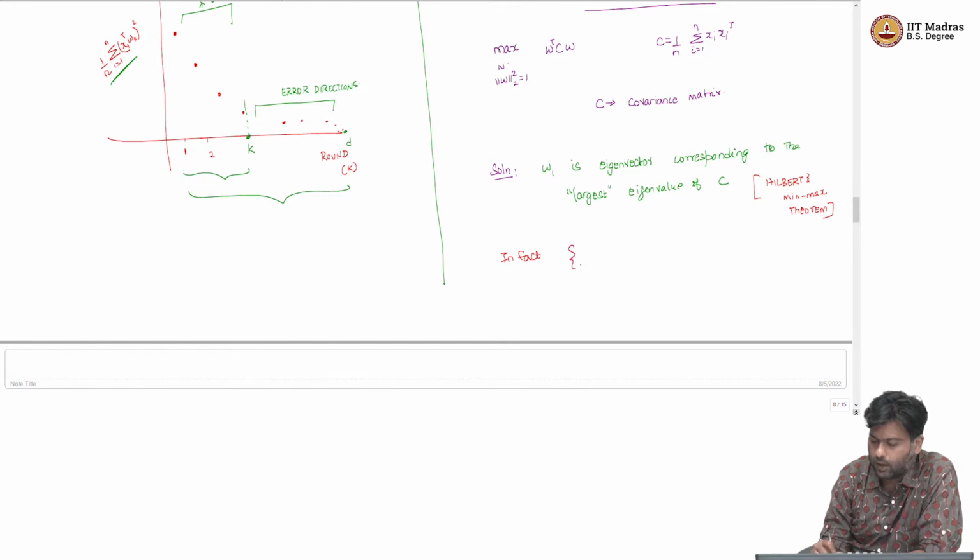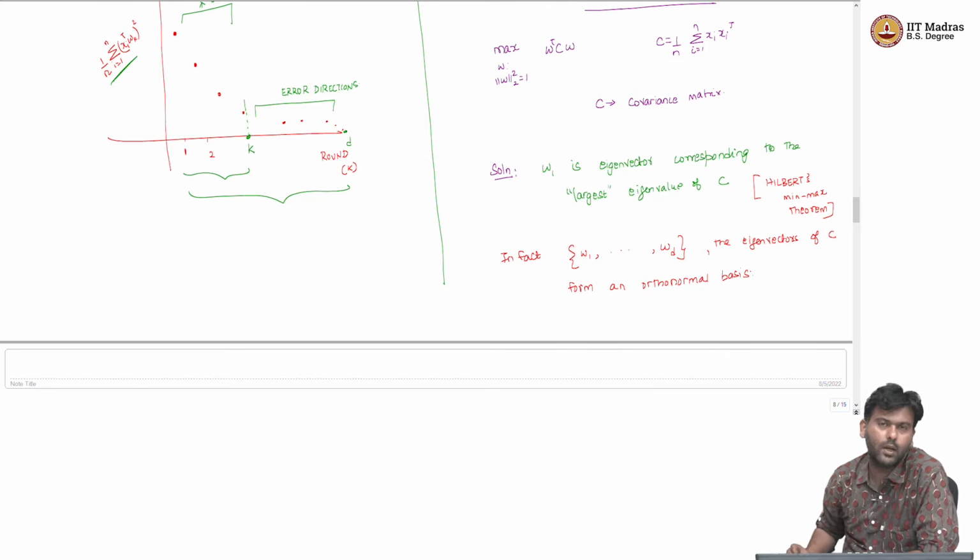In fact, not just W1, you can go ahead and find W1 to WD, the eigenvectors of C, which form an orthonormal basis. So the orthonormal basis of interest for us, which does the error minimization on centered data, happens to be just the eigenvector basis of the covariance matrix. That's essentially the takeaway from the linear algebraic point of view, one takeaway.